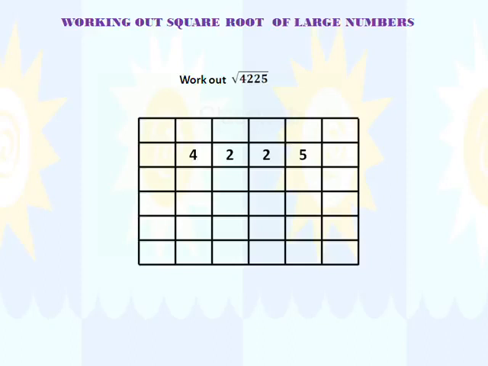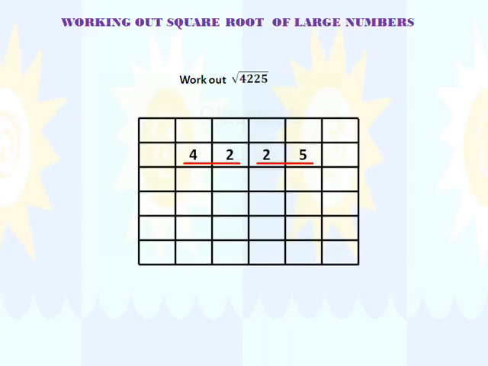This number, we are going to divide it into two parts, each part having at least 2 digits. Starting from the right, we shall have 25, and then on the left, we shall have 42. Let us begin with 42. We ask ourselves the number that we can square to get 42.